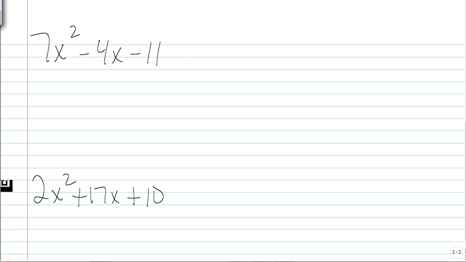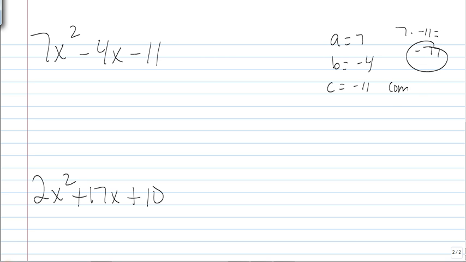So now I have this one. Let's write down our a, b, and c. So our a is 7, our b is -4, and our c is -11. First of all, remember you want to multiply your a times your c. So 7 times -11 is -77. I'm looking for two numbers that multiply to -77 and combine to -4. My numbers are going to be 11 and 7. But to get a -4, my 11 has to be negative and my 7 has to be positive.